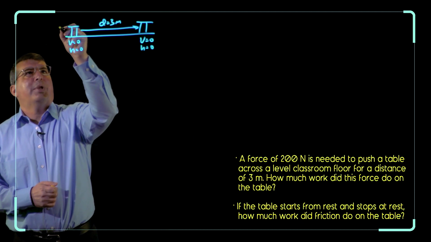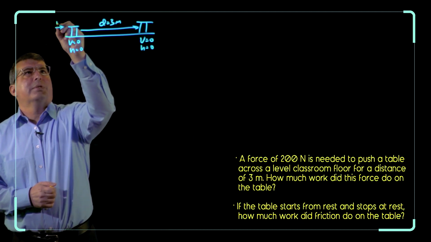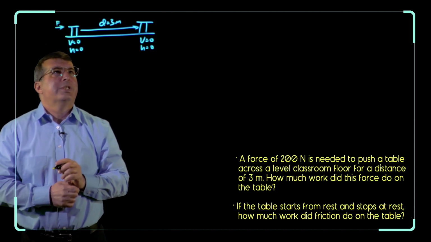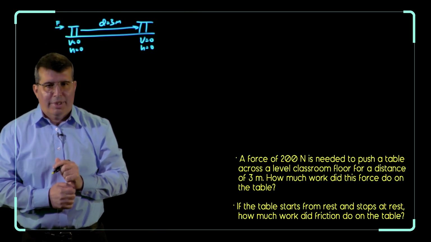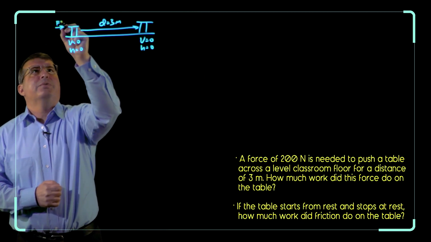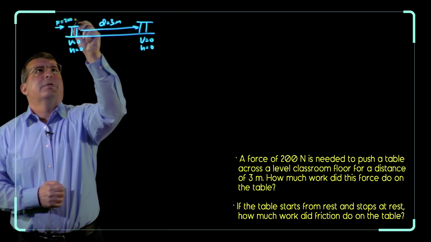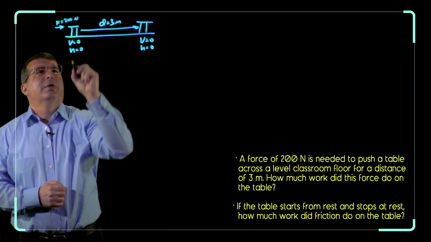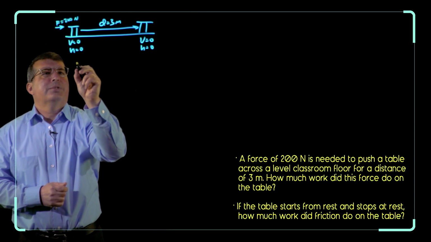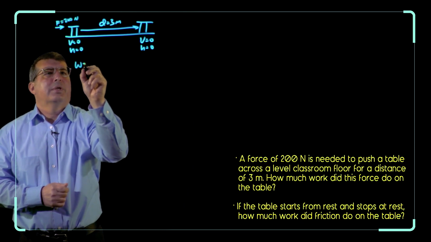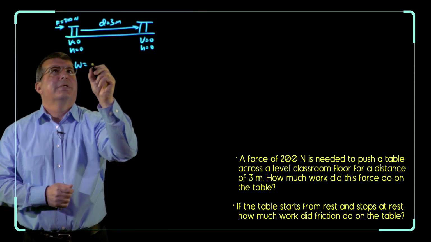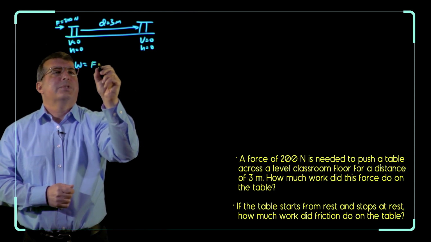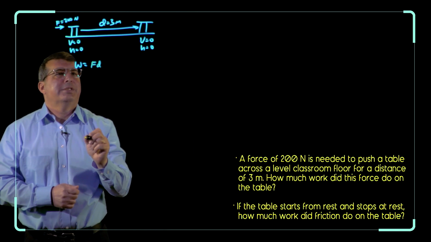Okay, and then there was an applied force. And the first question is, how much work did that force do? Well, actually, we know what the force is. Force is 200 newtons. So the work of the force is simply the force times the distance. So work is force times distance.